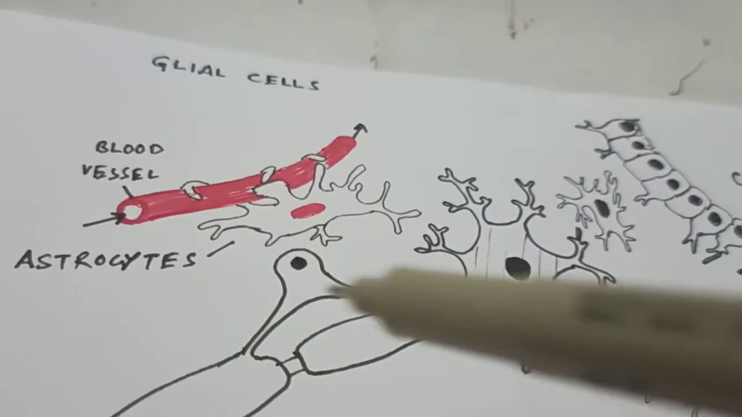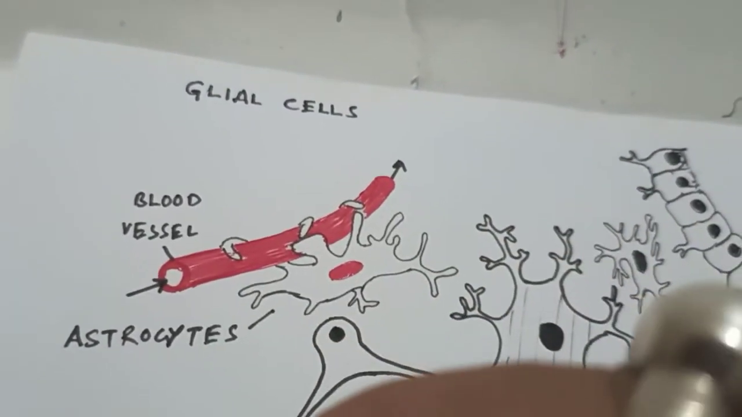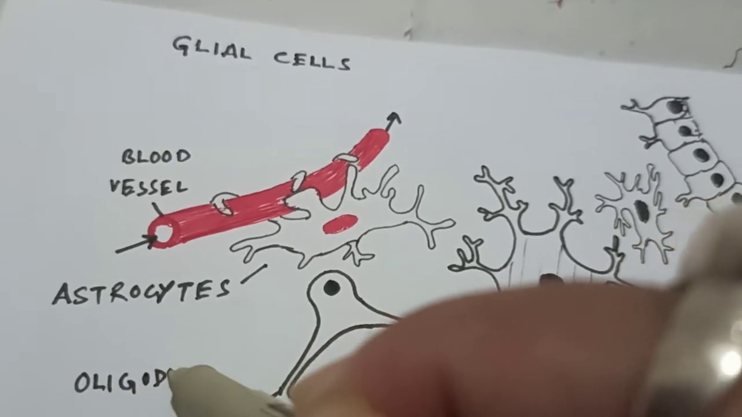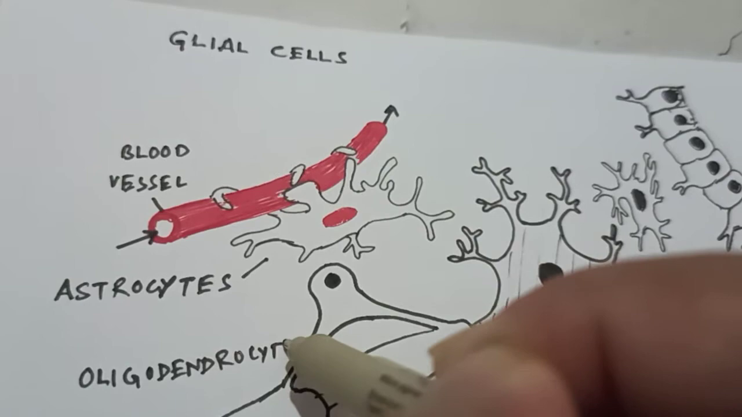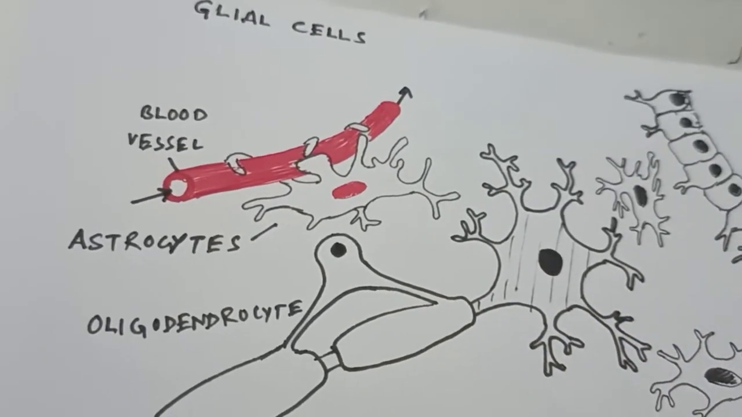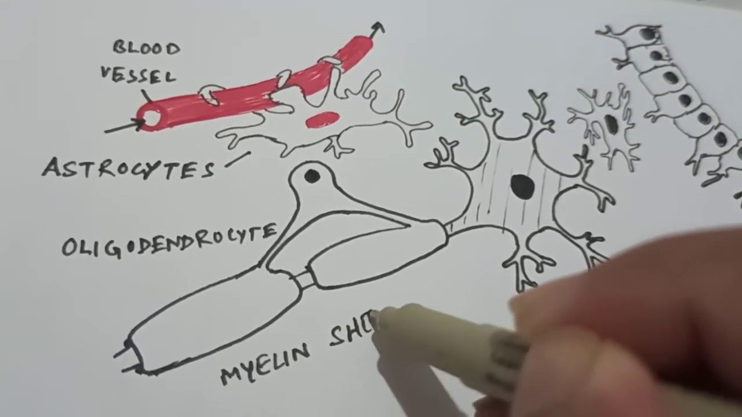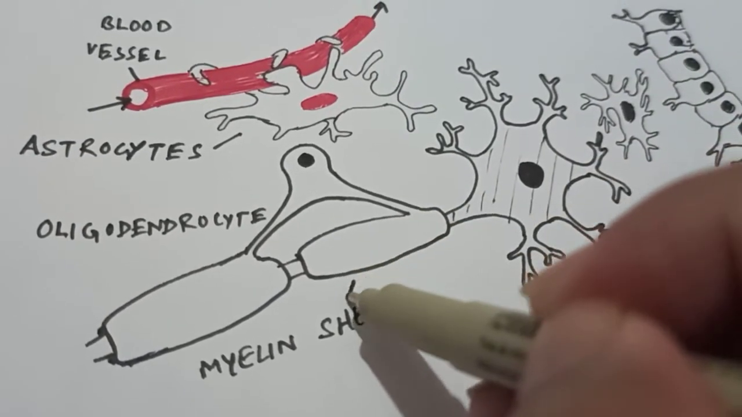Next, we have this particular cell. If you remember, we already discussed it in the previous class. This is called the oligodendrocyte. So the oligodendrocyte is responsible for formation of the myelin sheath. Okay, it is responsible for formation of this myelin sheath.